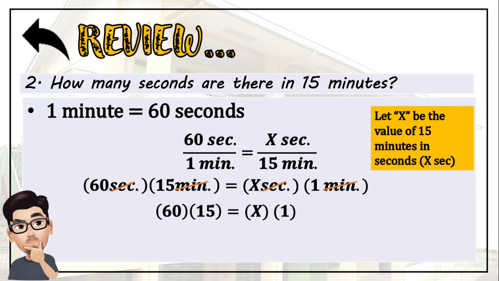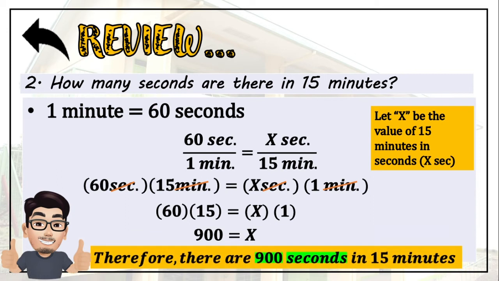And this will lead us to 60 times 15 equals x times 1, and the value of x will be 900. So 900 came from 60 times 15, and then x times 1 is x. So therefore, there are 900 seconds in 15 minutes, and that will be a good job for all of you if you get that as well.